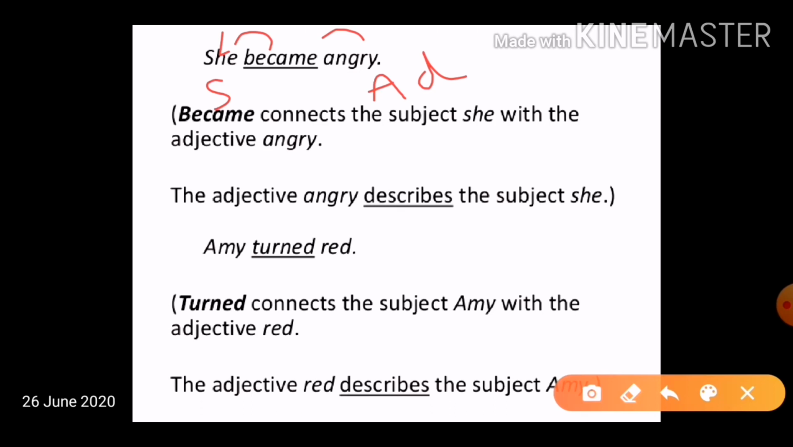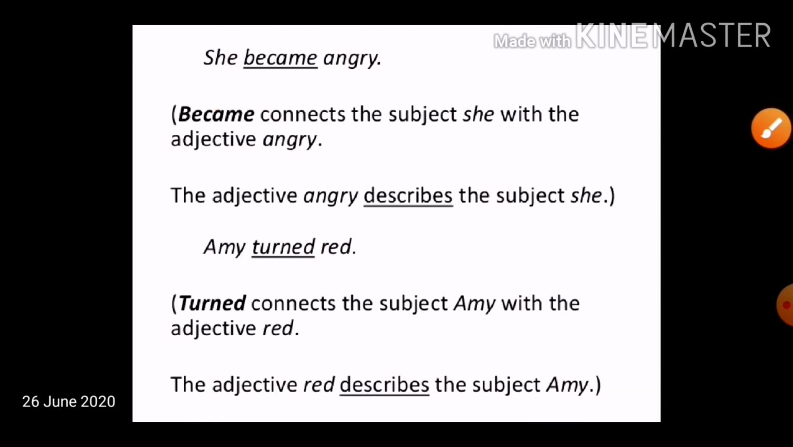Amy turned red. Look here again, red is an adjective, and Amy is the subject here. And turn, because it connects the subject with the adjective here, is a linking verb. So turn connects the subject Amy with the adjective red. The adjective red describes the subject Amy.